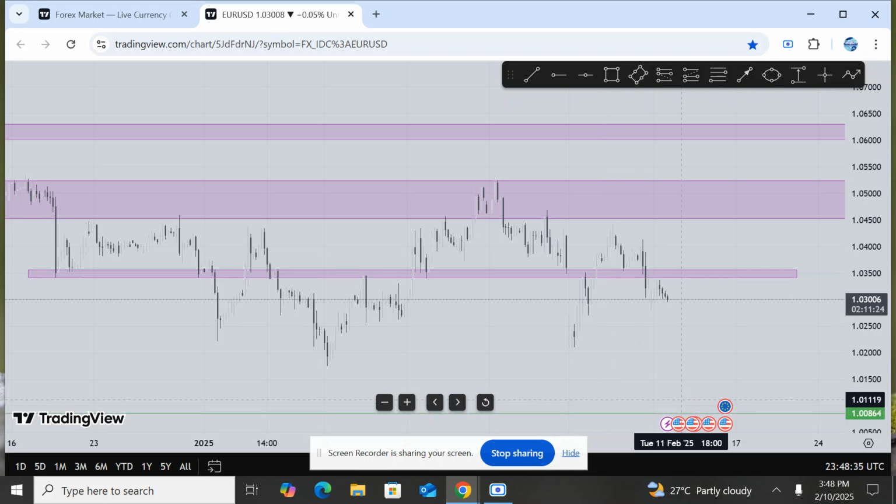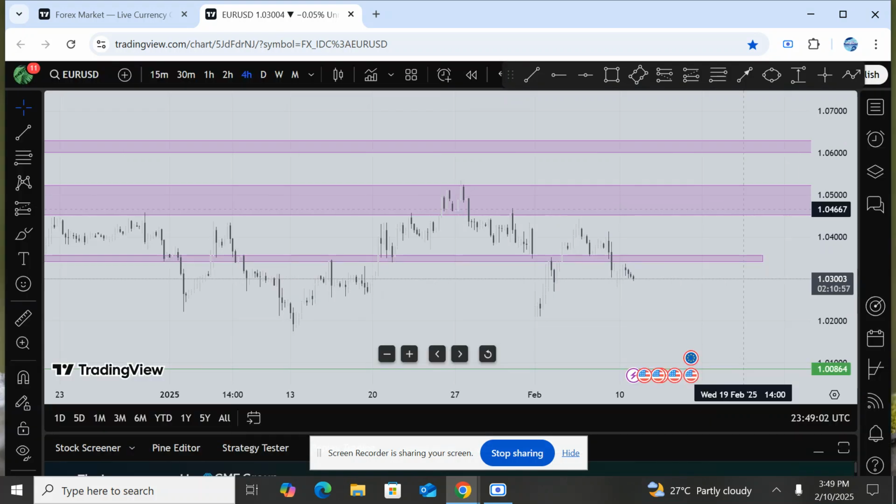However, if Euro USD should go above this purple zone, I will sit on my hands and wait and see what the market is willing to do. If it should break above, then we'll strategize and do our analysis over again for you. That's Euro USD, guys. So let's move over and see which other pair we're willing to take.